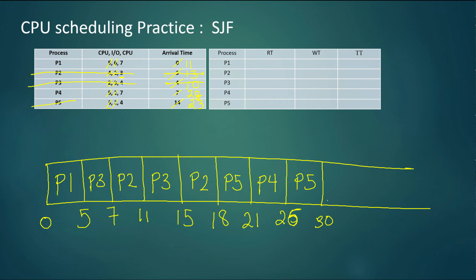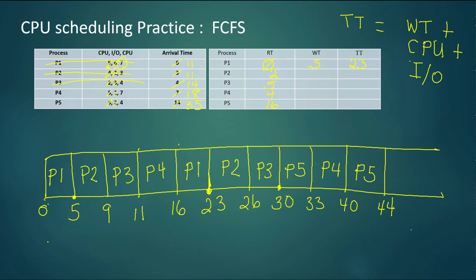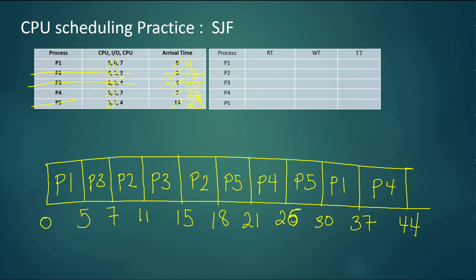And now the current time is 30, and both P1 and P4 have 7 time units of CPU burst left, but P1 will go first because its arrival time is 11, and P4's arrival time is 28. So P1 goes until time 37, and then P4 goes until time 44. And as you can see, since it's 100% CPU utilization, it takes the same amount of time, 44 time units, to complete all of this. And then once your Gantt chart is correct, you can use it to get your response times, your wait times, your turnaround times, and calculate the averages.